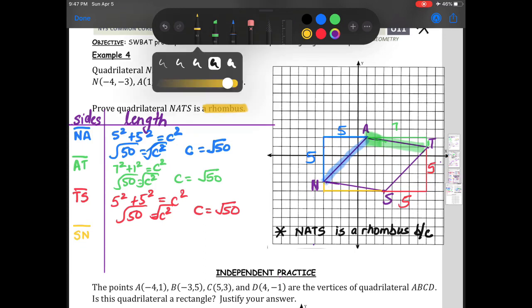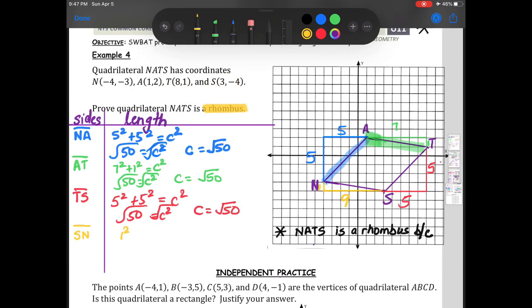This is 9. Oops. What happened? This is 1. Not 9, my bad. It's 7. 3, 4, 5, 6, 7. Yep, it's 7. I don't know why I wrote 9. So 1 squared plus 7 squared equals c squared, which is 50 equals c squared. Take the square root. So c is equal to square root of 50. You got all these numbers to be the square root of 50, right? So what do I say?